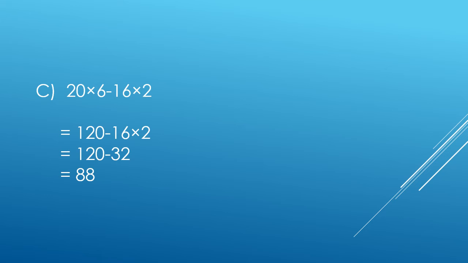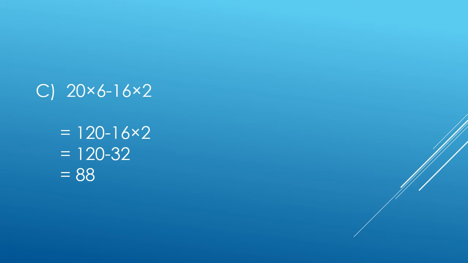Now C part is of question number 2. C part is 20 multiplied by 6 minus 16 multiplied by 2. Again we will apply the BODMAS. When we are having multiple operations in an expression, we have to apply the BODMAS always. So we'll do according to the BODMAS. We have to do the multiplication first.